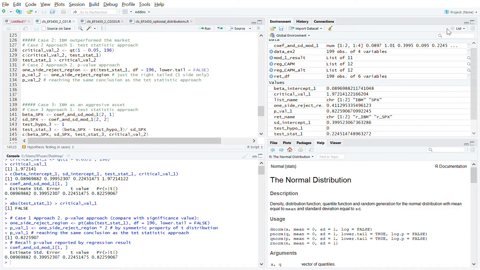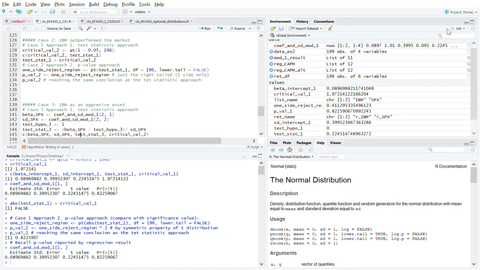For one case, we will use a hypothesized value equal to 0, and for another case, a non-zero hypothesized value. Let's start by testing the hypothesis of whether IBM outperformed the market. In other words, we are going to test the null hypothesis that the intercept is smaller or equal to 0 against the alternative hypothesis that the intercept is greater than 0.